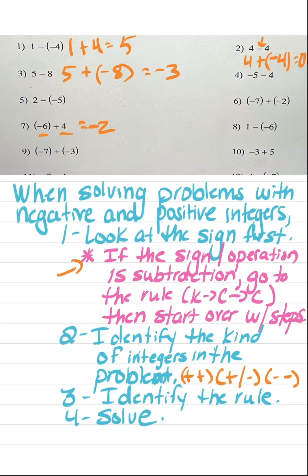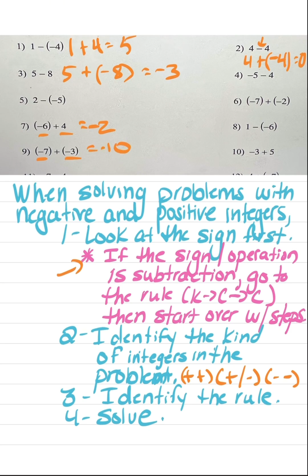When I look at number 9, I have -7 plus -3. After looking at the sign, I see that I have 2 negative integers. So the rule with that is I'm going to add both of them together. 7 plus 3, 10. Keep the same sign.